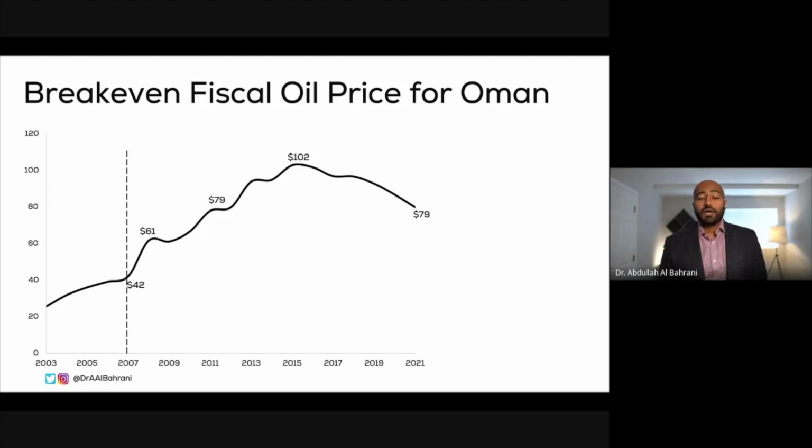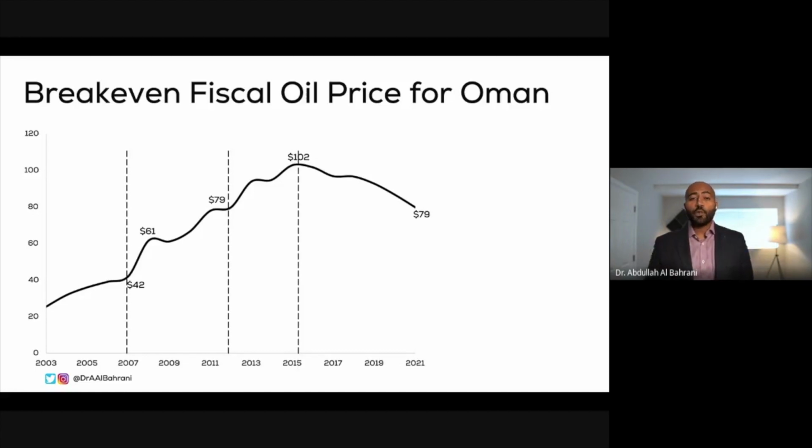So what happened in 2008? If you look back at your history of Omani policy, that's when the first wage increases were implemented. When was the second wage increase implemented? 2011, 2012, and we see that increase in the cost of operating. And then we reach our peak in 2015 of $102 per barrel required to operate the Omani economy. That's an extremely high number, right?